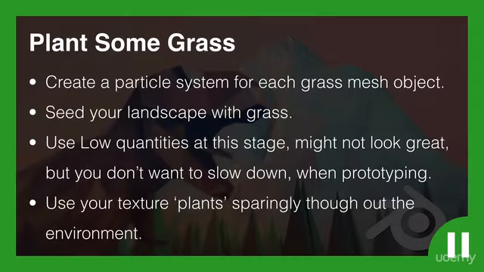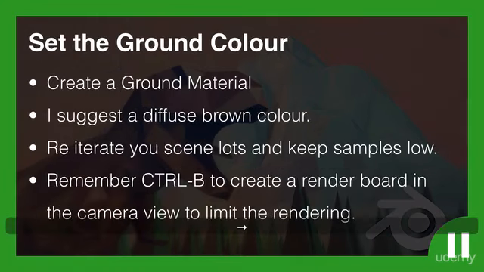I would like you to plant some grass. Create a particle system for each grass mesh object and seed your landscape with grass. Use low quantities at this stage. Now, it might not look great, but you don't want to slow yourself down when prototyping. And use your texture plants that we've made sparingly throughout the environment.